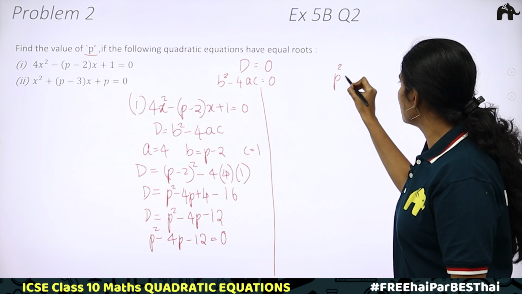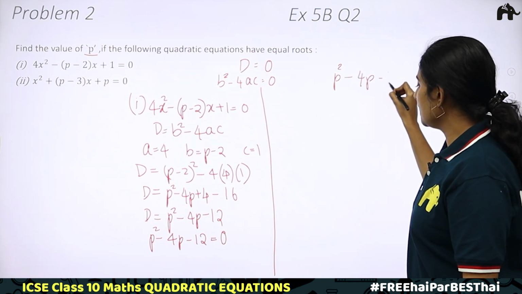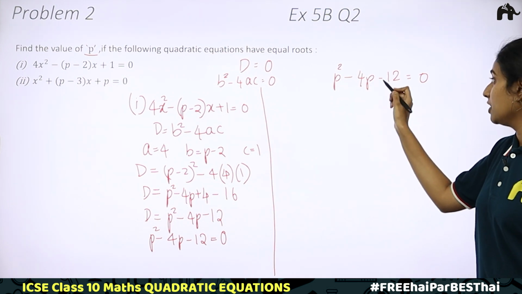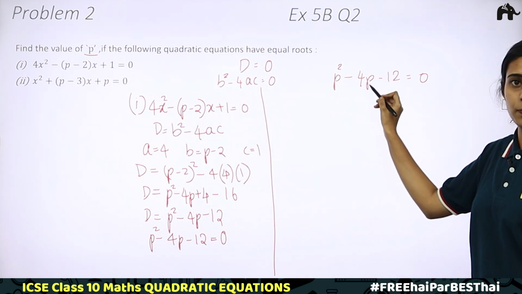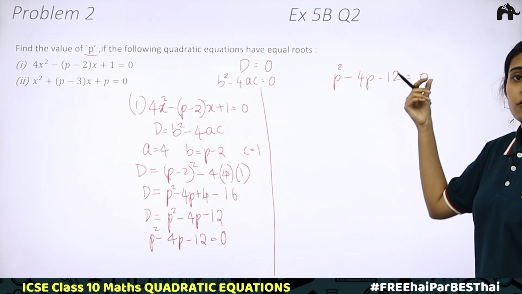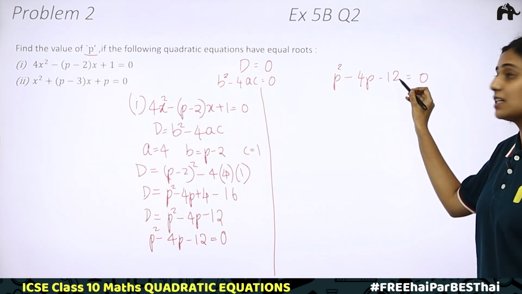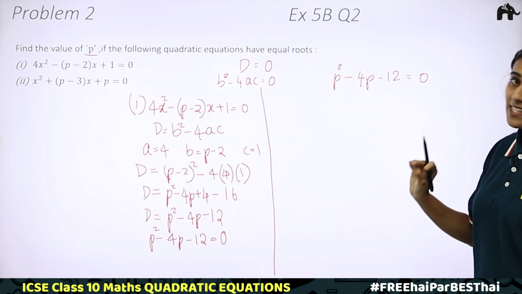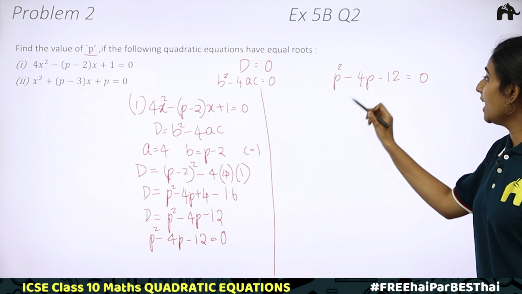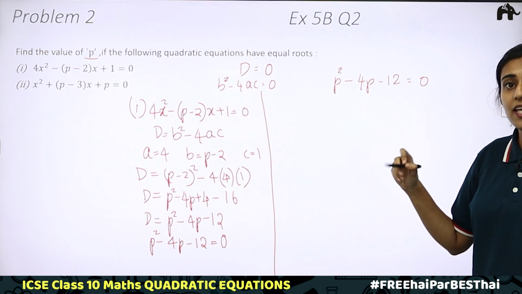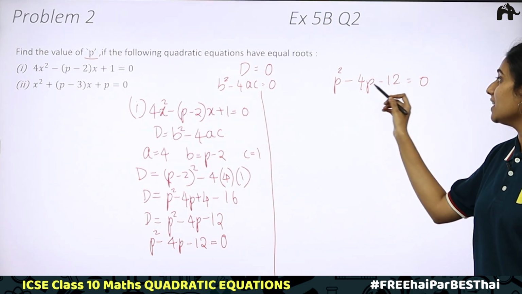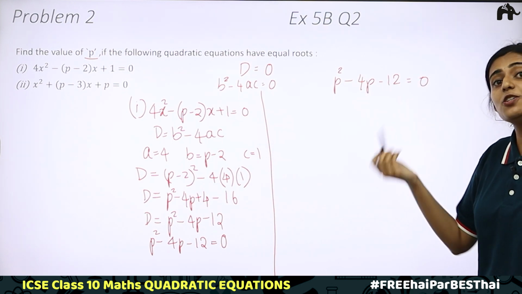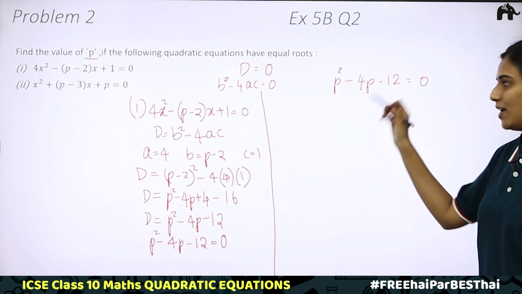P square minus 4P minus 12 is equal to 0. Splitting the middle term, you should get minus 4P, and multiplying two numbers you should get minus 12. What are the numbers? Yes, minus 6 and plus 2. Minus 6P plus 2P is equal to minus 4P. Minus 6 into plus 2 is minus 12.